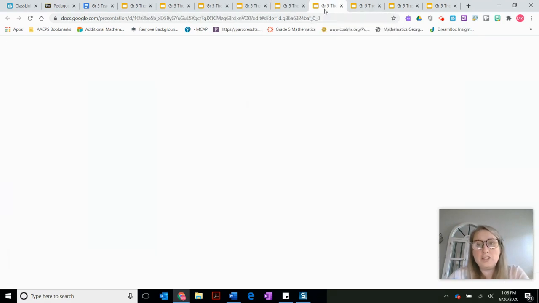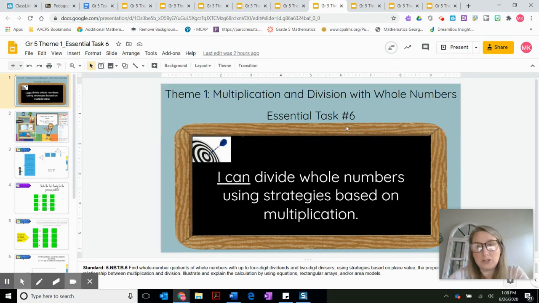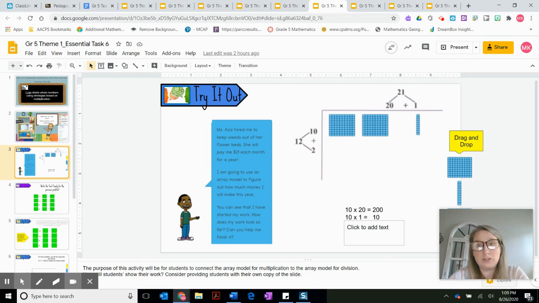From multiplication, we're going to head into division. That starts in essential task 6. And we're really going to be making that connection between multiplication and division. So how are they related? How can we use the same strategies?